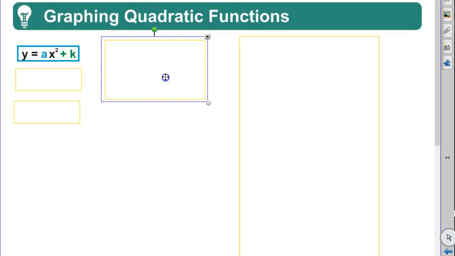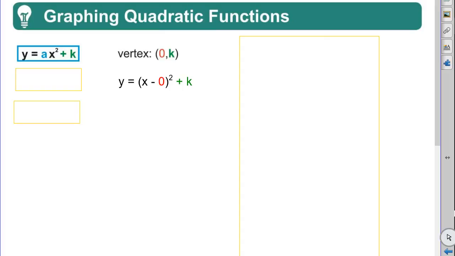So we have to know what the vertex is for this. And so the vertex is (0, k). So vertex of (0, k), right? If we were to write it out completely, then it would look like this. y equals (x minus 0) squared plus k, but we're not going to include that minus 0, right? So it's just x squared plus k. And again, there's no a value right now. All right, so let me show you a couple.